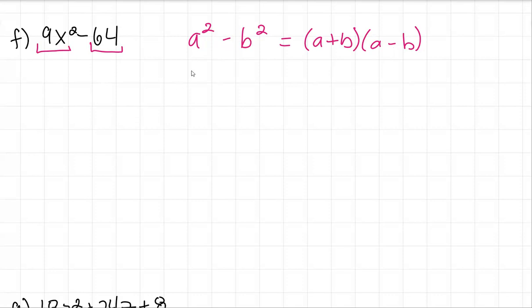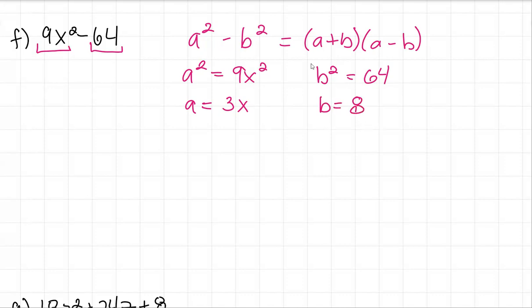So if I know a squared is 9x squared, I want to ask myself, what did I square? What times itself gives me 9x squared? Well, what times itself gives me 9? That's 3. What times itself gives me x squared? That's x. Same idea with b squared. What times itself gives me 64? 8. So now I just got to plug it into this pattern, and I don't have to do any more work than that. 3x plus 8.